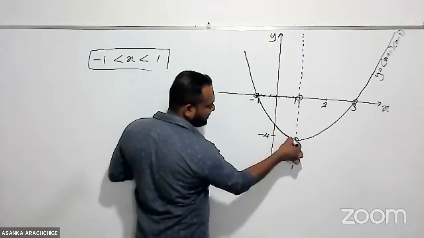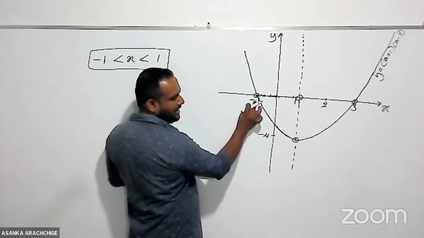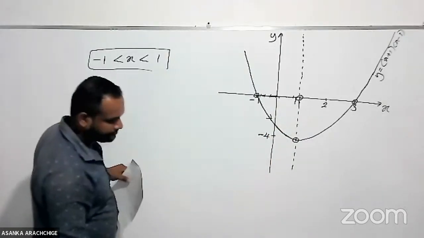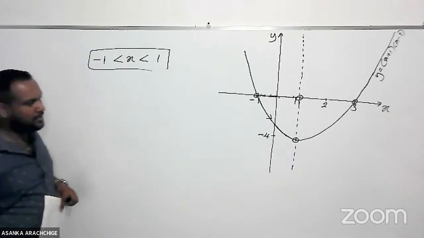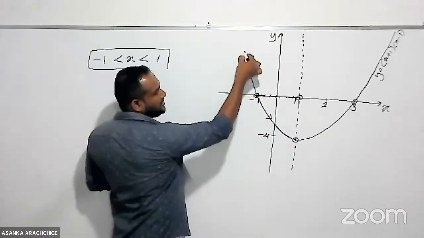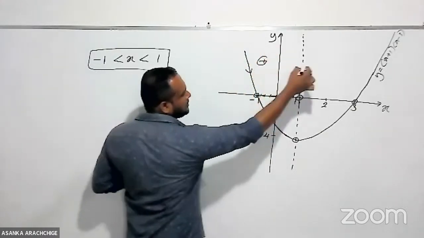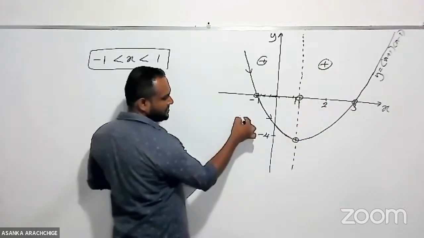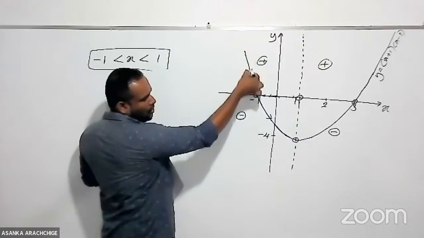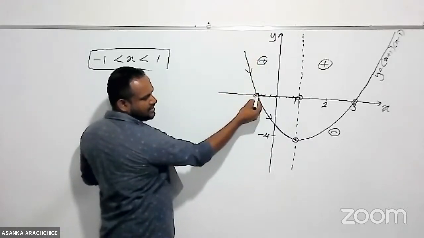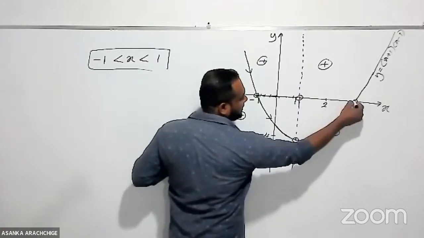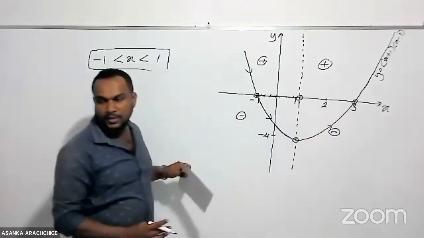What happens to the graph in the range of x greater than minus 1 but less than plus 1? The graph decreases negatively, because in this region the y coordinates are positive, and in this region also the y coordinates are positive. In this region and this region, the y coordinates are negative. Here the y coordinates decrease positively. Here it decreases negatively. From this point to this point, it increases negatively. From this point upwards, it increases positively.